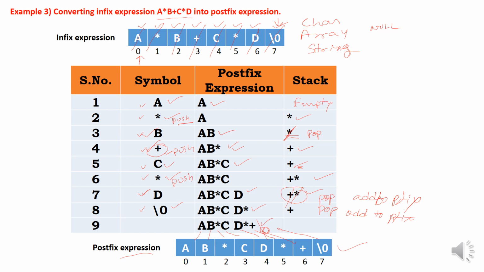Whether this is the correct postfix expression or not, let us check. A into B plus C into D. We wanted to convert this, so manually try to convert. A into B will be converted first: AB into. C into D will be converted next: CD into. Then assume that this is an operand, this is one more operand, and one more operator is there. So AB into CD into plus will be your postfix expression.